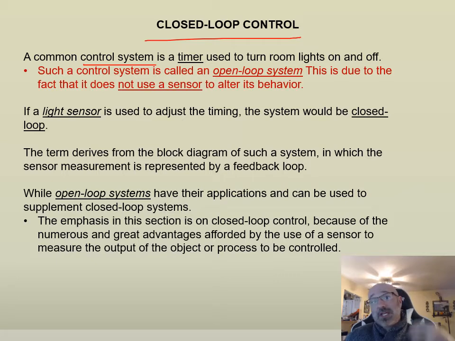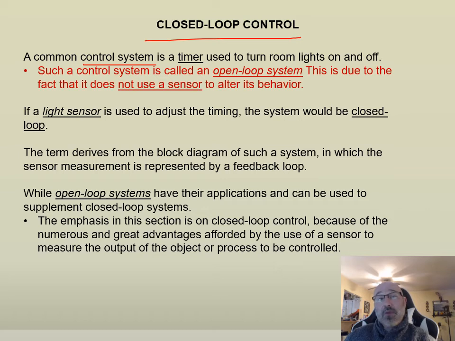Now, if we were to implement this and change it a little bit and have a light sensor, so as it got darker in the day, your lights turned on, and as it got brighter and the sunlight came in, the lights turned off. So now you're bringing a sensor into the system, not just a timer. By introducing that sensor into the system, this is now going to be a closed loop system.